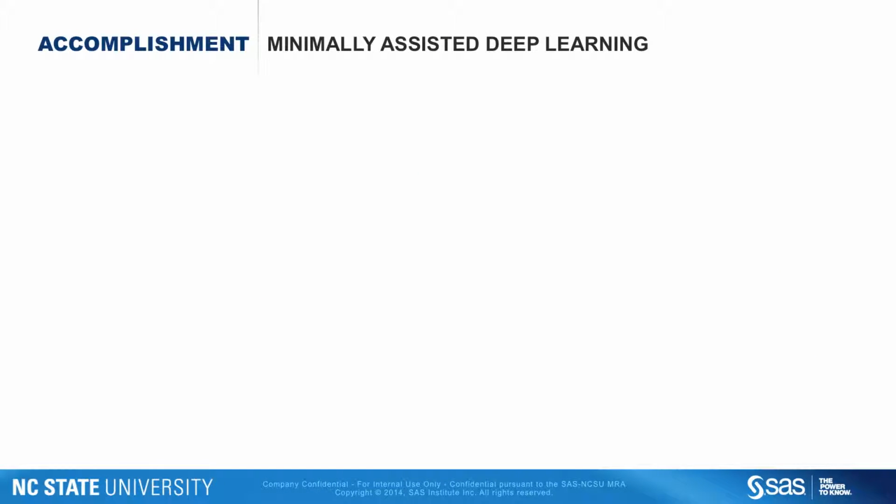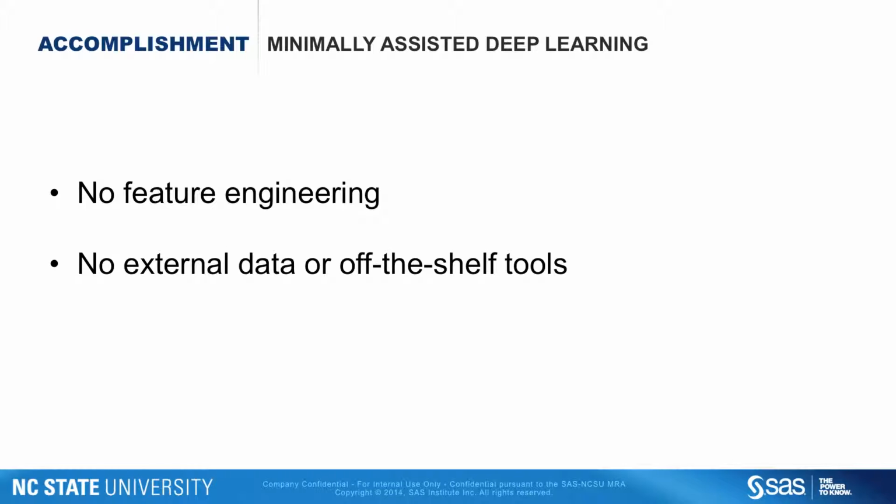So my approach to this competition was to see how far I could get using just deep learning, helping deep learning as little as I could. And so my system uses no hand-engineered features whatsoever. And it also uses no external data or off-the-shelf tools. And as a consequence of this, without these and unlimited data, it was not able to take advantage of context, so it also does not use context.